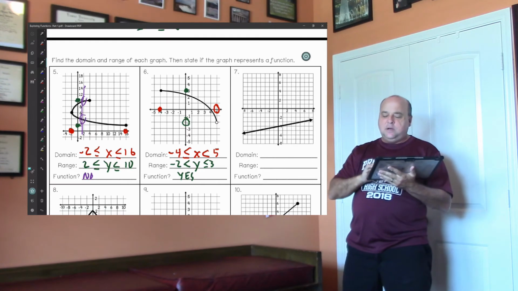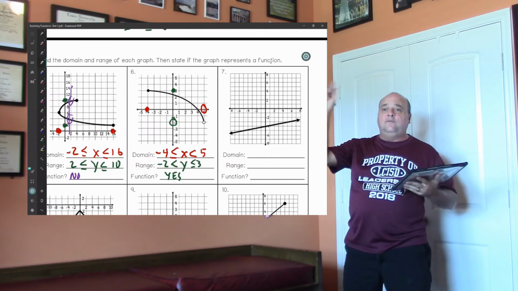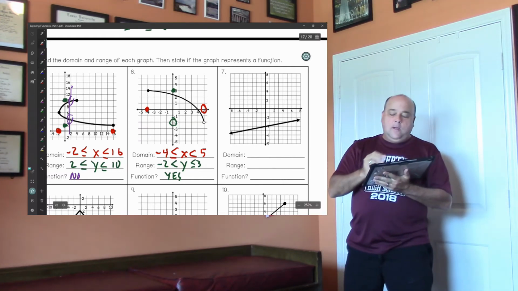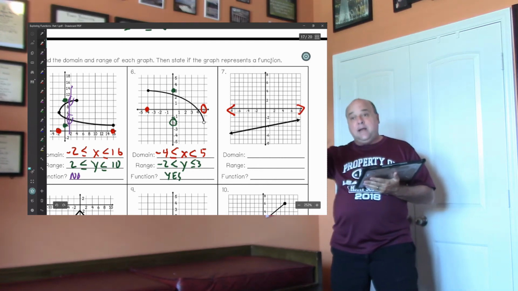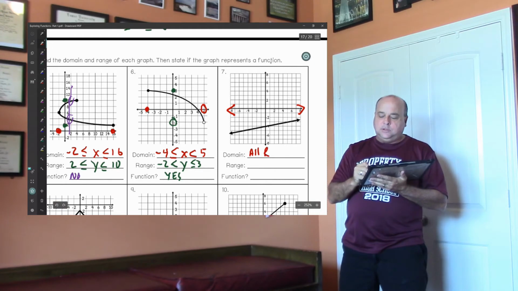Let's do number 7. On number 7, there's arrow tips, right? And the line will go forever left to right and bottom to top. So for the domain, you're going to put an arrow tip and an arrow tip. You could put negative infinity to positive infinity. Let's just write down all real numbers.